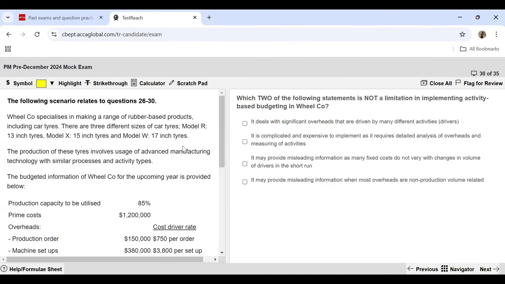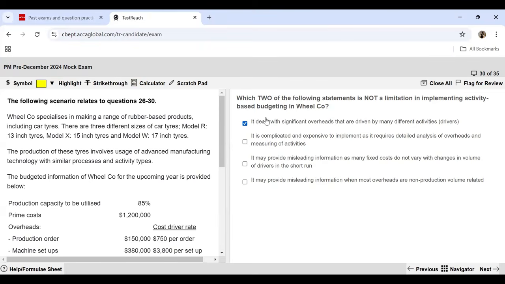All right, so now coming towards the very last question pertaining to this scenario, which two of the following statements is not a limitation in implementing activity-based budgeting in wheel company? First one says it deals with significant overheads that are driven by many different activities. This is rather one of the advantages, which is the reason why the company should be applying activity-based budgeting in the organization. Hence, this is not a limitation. That's why this is one of our answers.